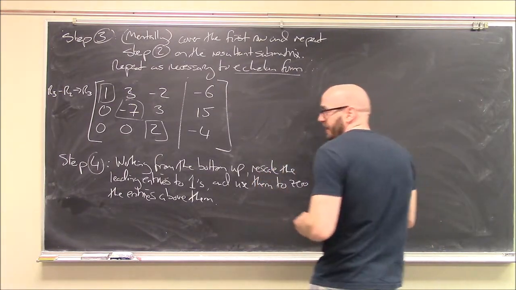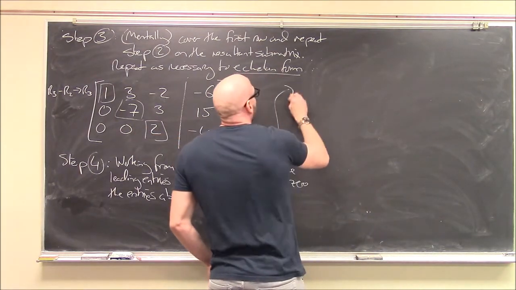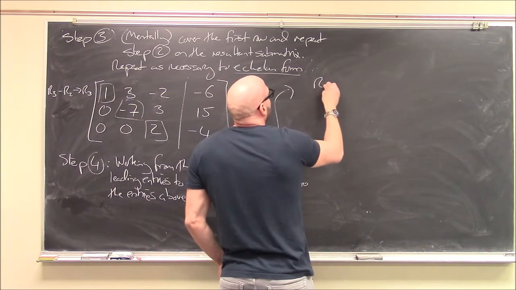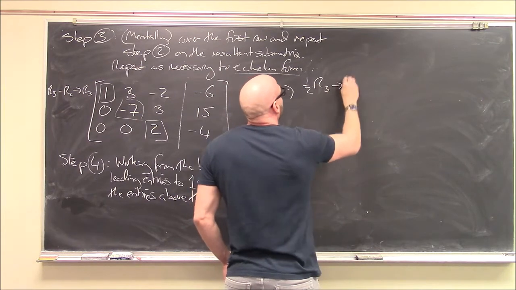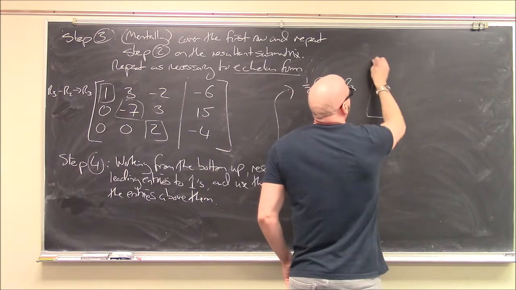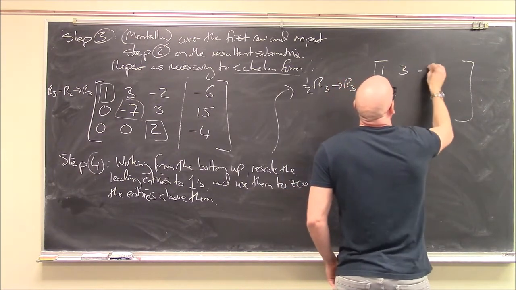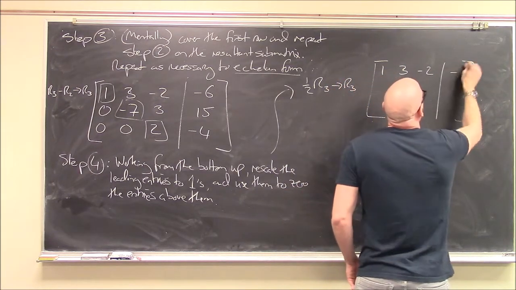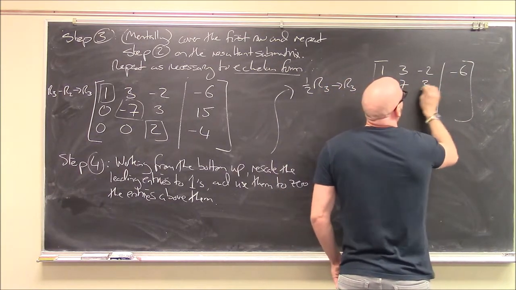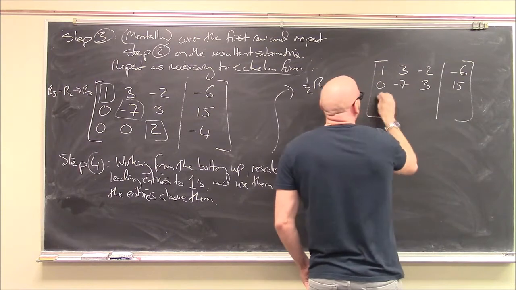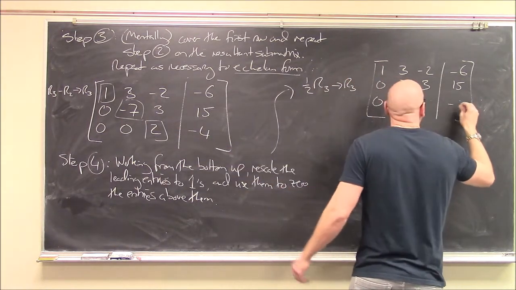That's easy to do. How do I get a 1 here? I just divide the whole row by 2, right? So we're going to do 1/2 of row 3 replaces row 3 to give me 1, 3, minus 2, minus 6, 0, minus 7, 3, and 15. 0, 0, 1, dividing by 2, and minus 4 over 2 is minus 2.